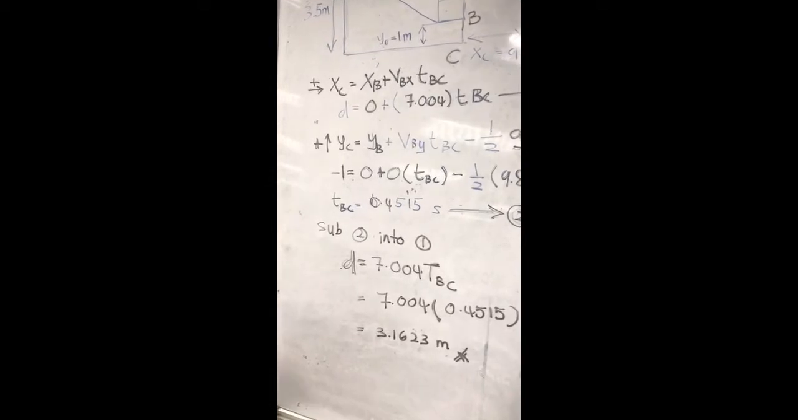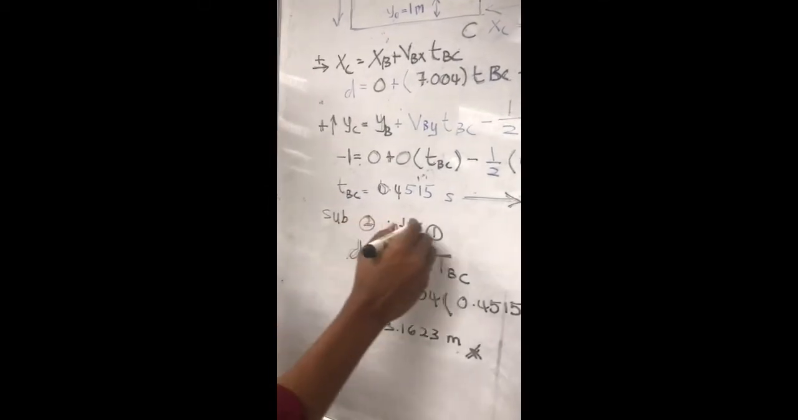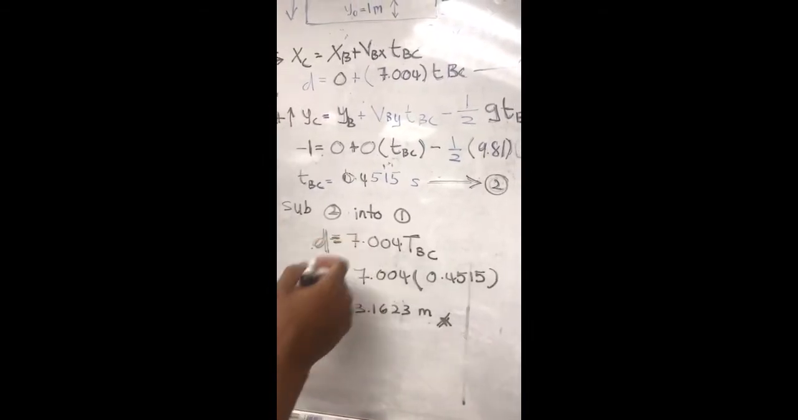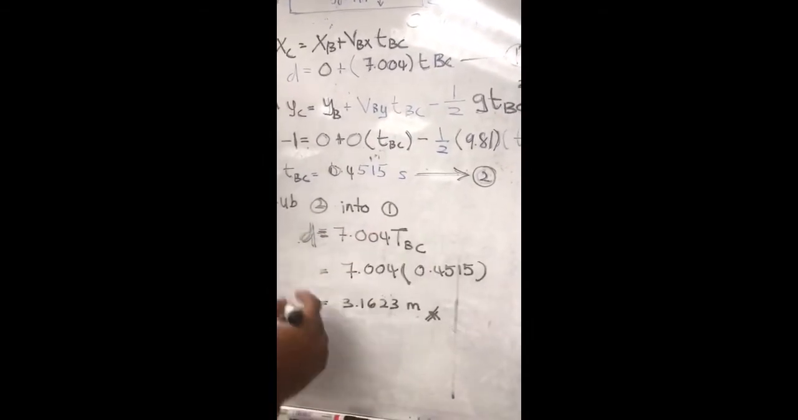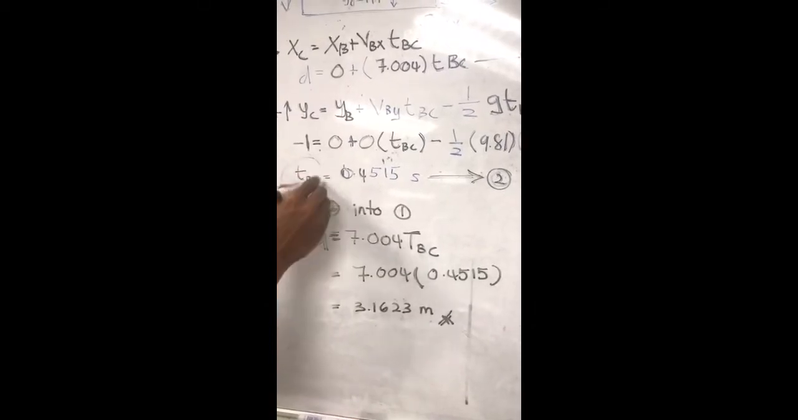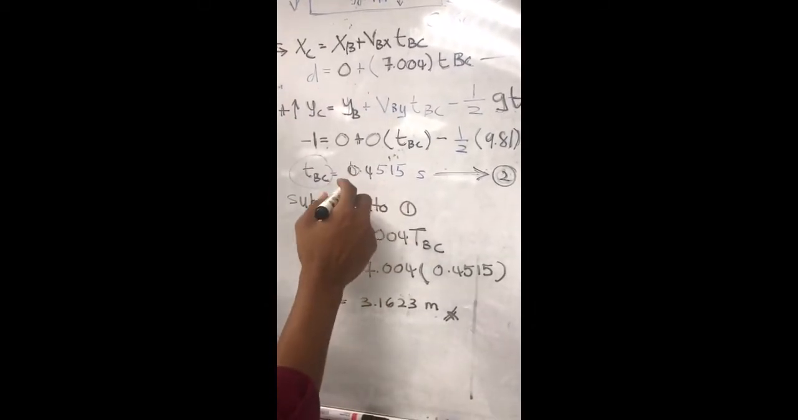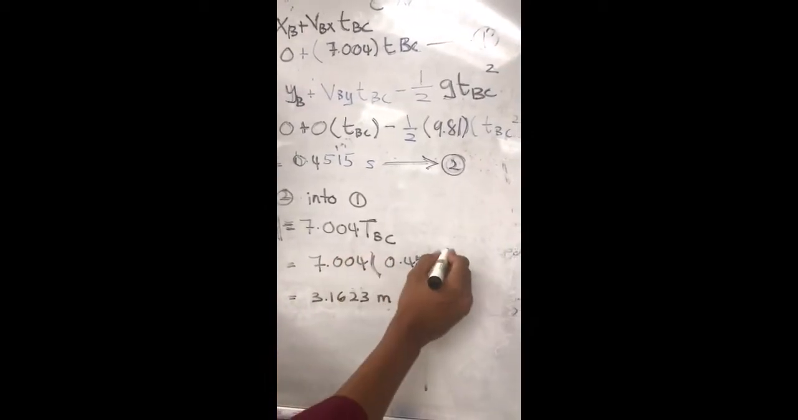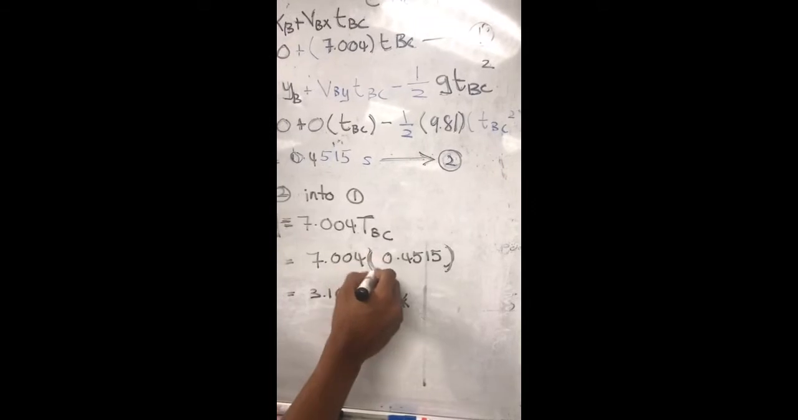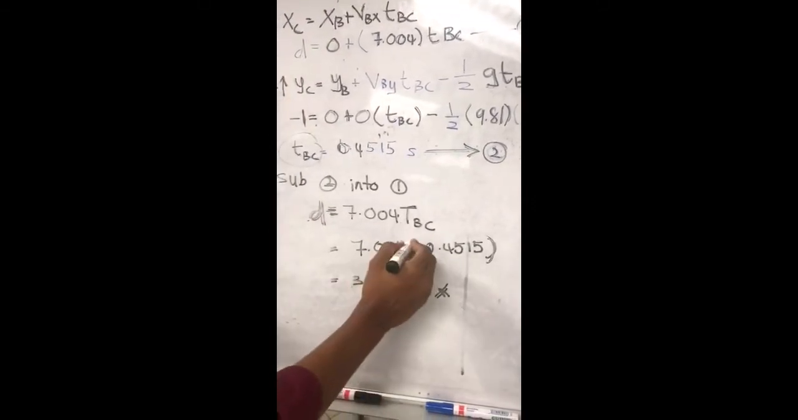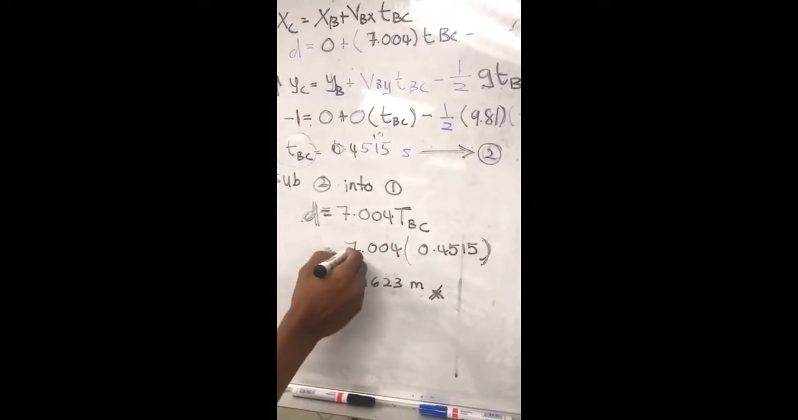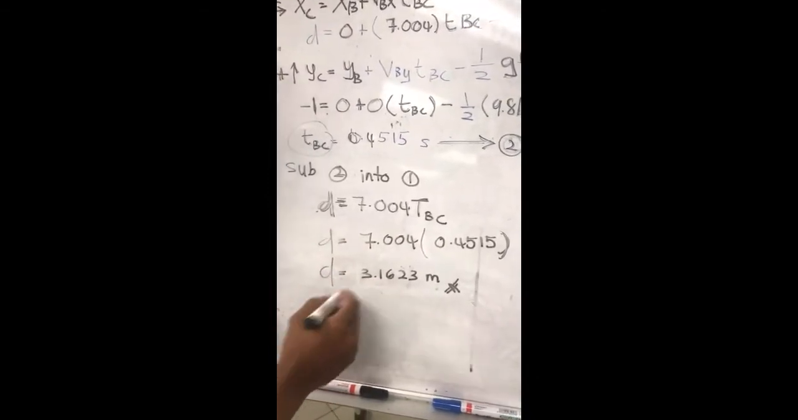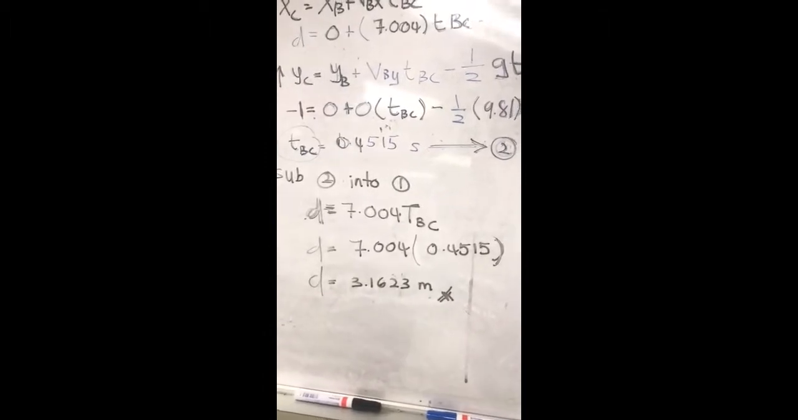And lastly, we substitute equation 2 into equation 1, where D equal to 7.004 times tBC, and we got before that tBC is 0.4515 seconds. We conclude that with 7.004, the distance we get is 3.1623 meter.